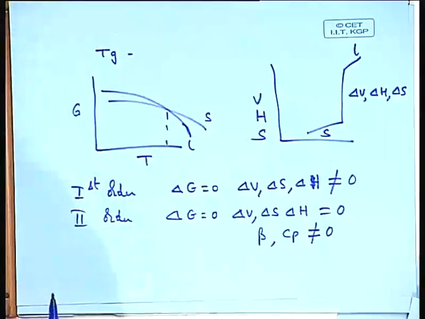So, if I plot the Cp as a function of temperature for a glass transition, I will see there is a discontinuity. The Cp of the liquid and the Cp of the glass will be slightly different at the melting point, because liquid is anyway more easily flowable, it is a fluid kind of a thing, whereas the glass is a solid. So, as a result Cp is slightly different.